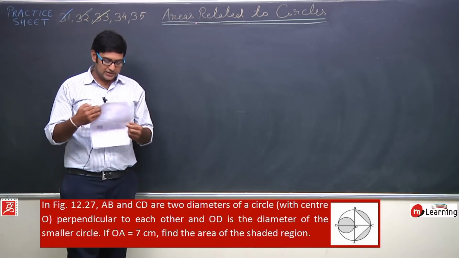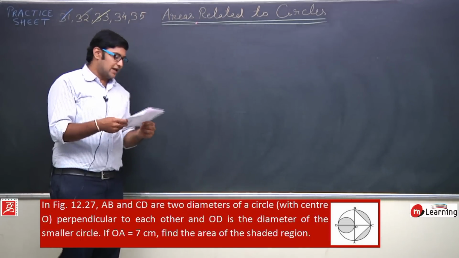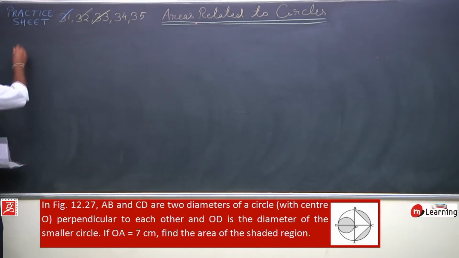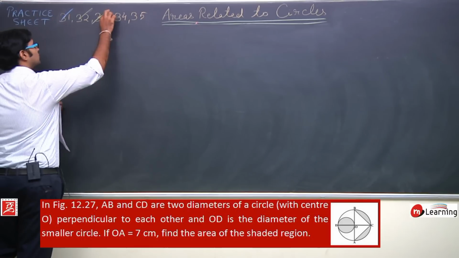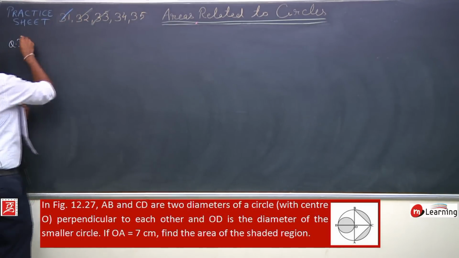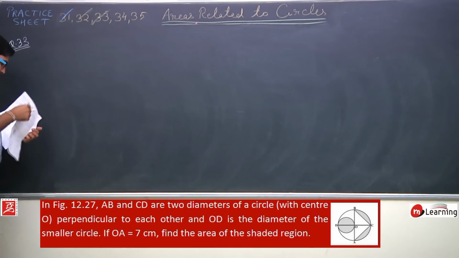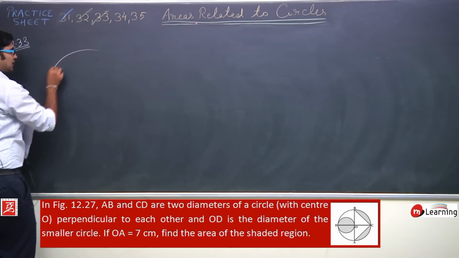Okay, so there is a diagram given in this question. The diagram is question number 34. Oh, sorry, we have solved up to question number 32. Now it's time to solve the 33rd question. Okay, so question number 33, the diagram given is, there is a circle.